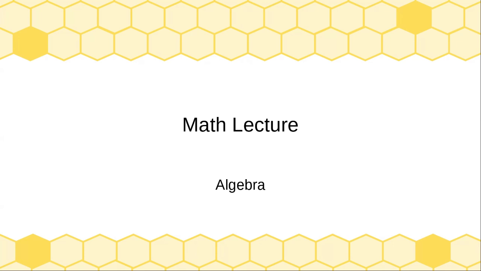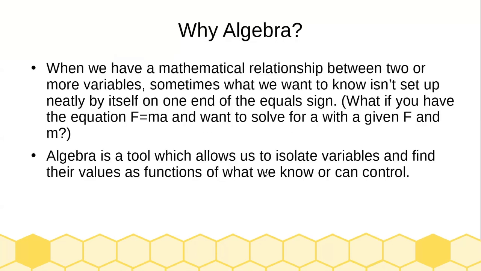So what I'm going to do is just talk about why we use algebra. Sometimes what we want to know isn't neatly set up on one side of the equal sign. So we have the equation F equals ma, which gives you the relationship between F, a, and m, where F is force, mass is m, and a is acceleration. So what if you want to know acceleration instead? How do you deal with that? All that this tells you how to do is solve for F.